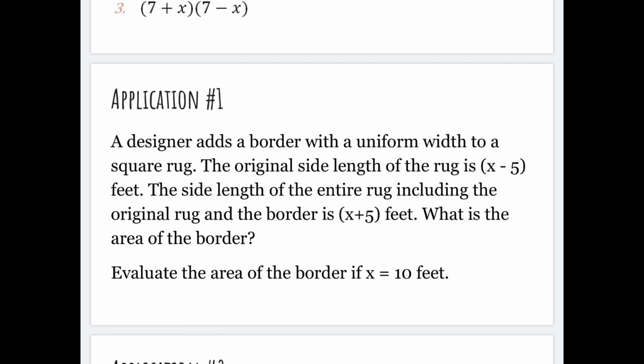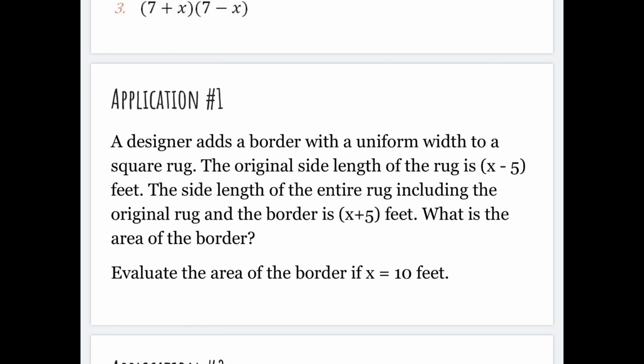So this type of question has two parts. First find the area of the border, and then plug 10 into whatever area that is to find a number of feet that represents the area of the border. It's really important that we understand some of the key words here. So if you can visualize what's going on, you have a border and then a rug around the border.